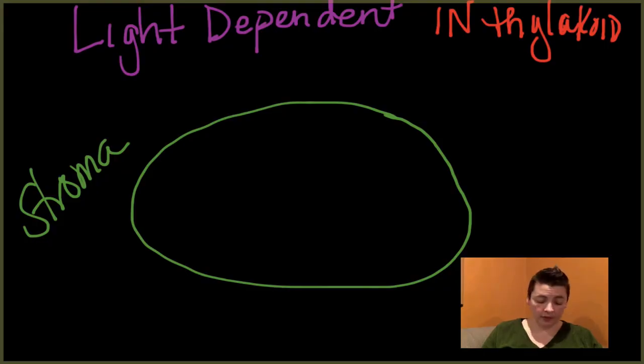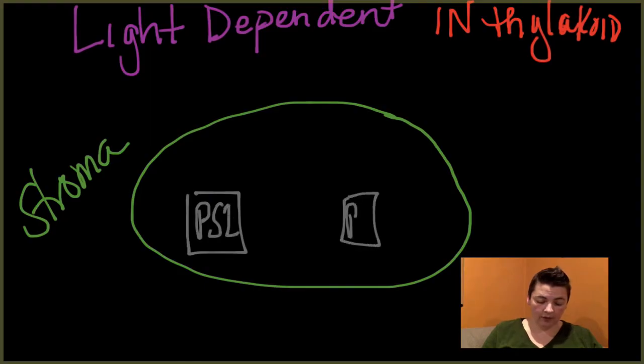We have 2 photosystems. We have photosystem 2 and photosystem 1. Photosystem 2 occurs first, photosystem 1 occurs second. Photosystem 1 was discovered first, and photosystem 2 was discovered second. Light comes in and hits photosystem 2.